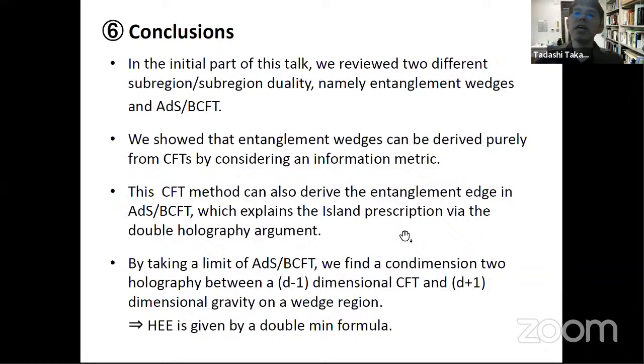And also, if we take a particular limit, the zero size limit of AdS/BCFT, we can derive some codimension-2 holography between a (D-1)-dimensional CFT and this (D+1)-dimensional gravity, which lives on the wedge region, which is no longer asymptotically AdS. Even though it's part of AdS, it's no longer an asymptotically AdS gravity region. But in that context, holographic entanglement entropy is given by a double minimization formula.